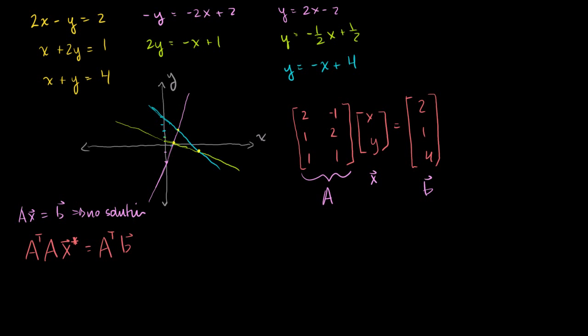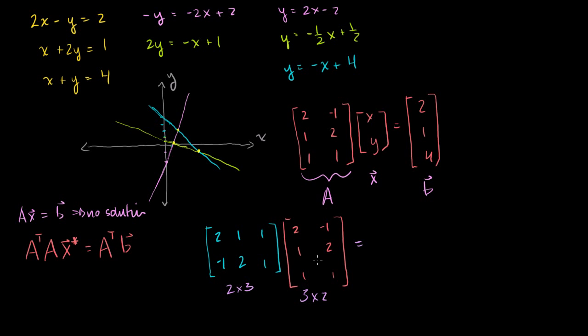So what is A transpose times A? A transpose looks like this. It'll have 2, minus 1, 1, 2, 1, 1. That is A transpose. And then, of course, A is just this thing, 2, minus 1, 1, 2, 1, 1. So A transpose A is going to be equal to, we have a 2 by 3 times a 3 by 2 matrix. So it's going to be a 2 by 2 matrix. So what do we get?